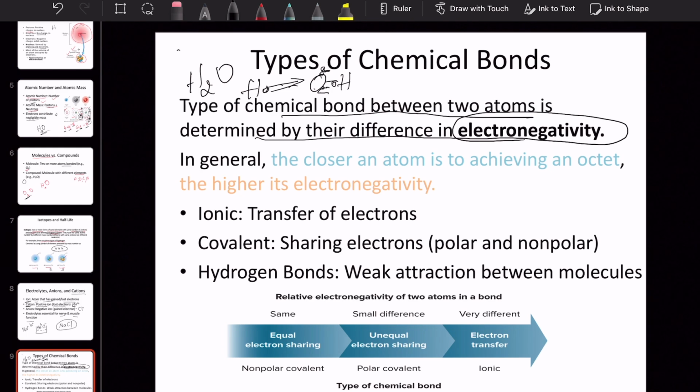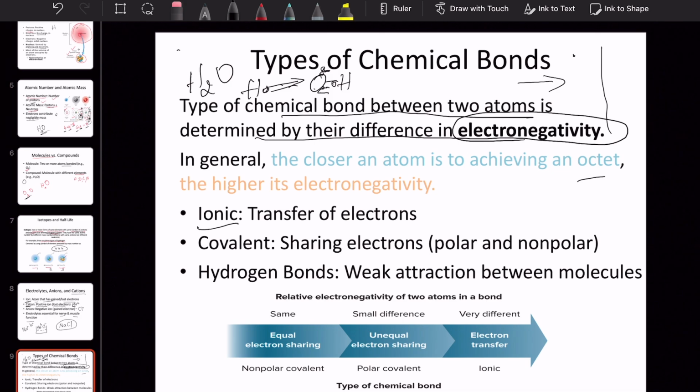The closer an atom is to achieving an octet, the higher its electronegativity. When you look at the periodic table, you see the last column, all of those are stable, they have an octet. The closer to that column, the more electronegative, because when you come closer to that, there may be one more electron needed to become an octet. So it is always looking for that electron.